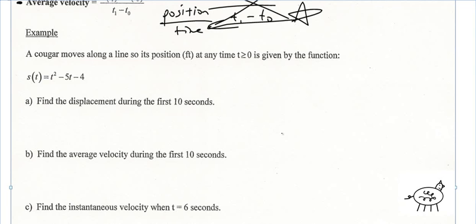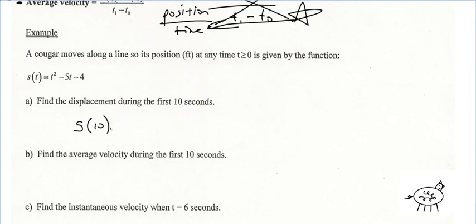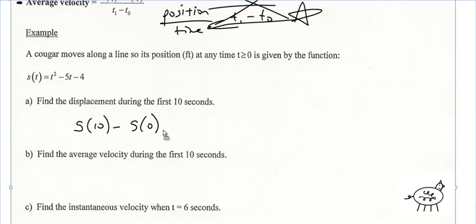A cougar moves along a line, so its position in feet at any time t greater than or equal to 0 is given by the function s of t equals t squared minus 5t minus 4. Find the displacement during the first 10 seconds. So what you need to do, math fans, is say s of 10 seconds minus s of 0 seconds. You plug in 10, you plug in 0.